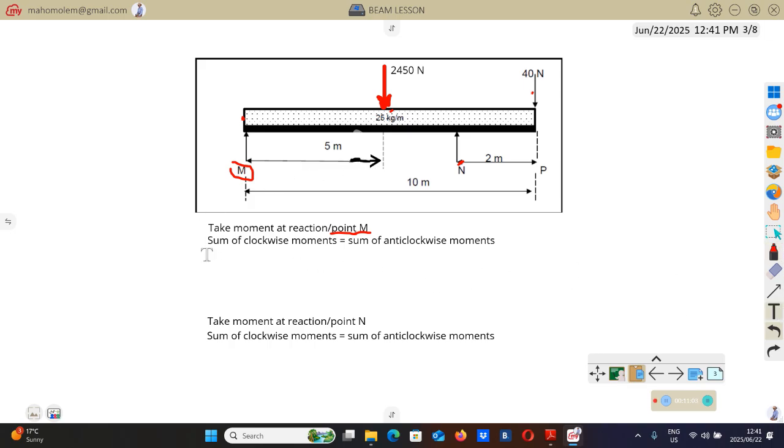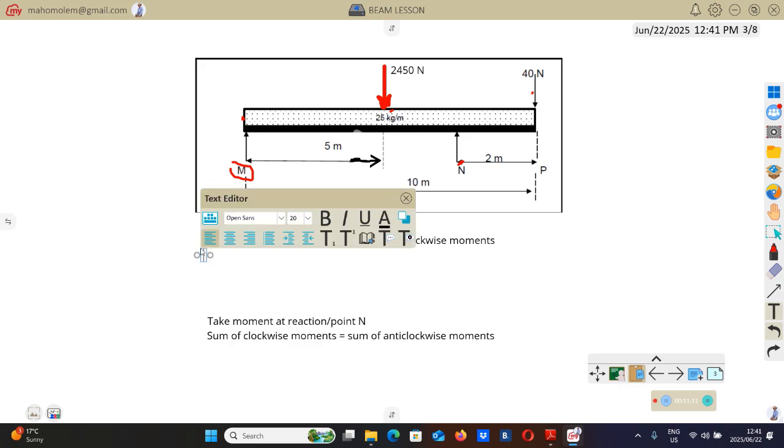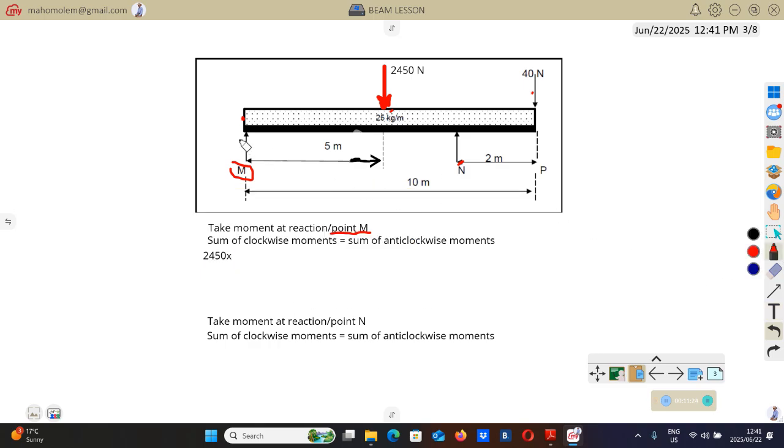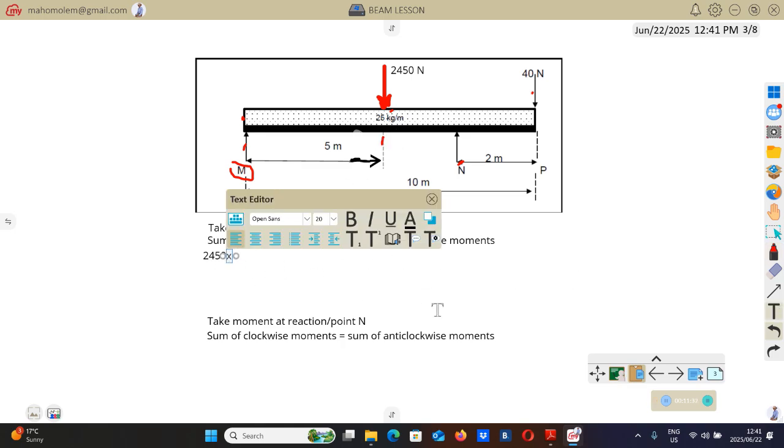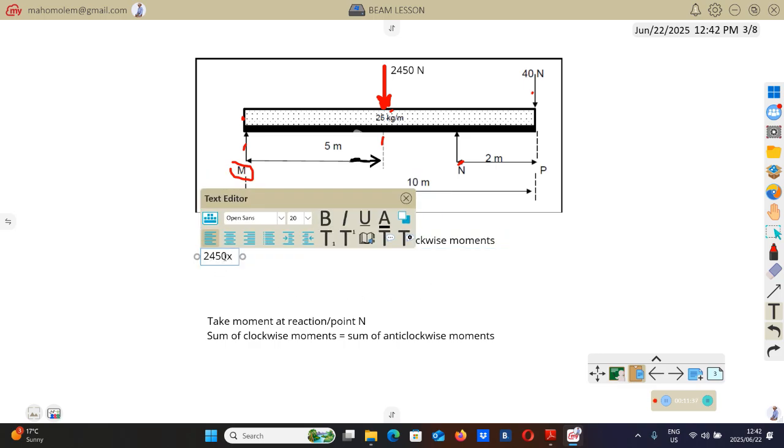So taking moment at point M, the first force that we are going to have will be that red force, which is 1450 multiplied by the distance. The distance will be from point M to this force here. As you can see, it's 5 meters. So you multiply this by 5.